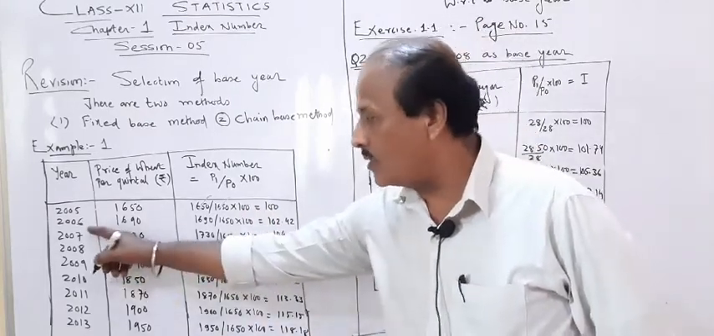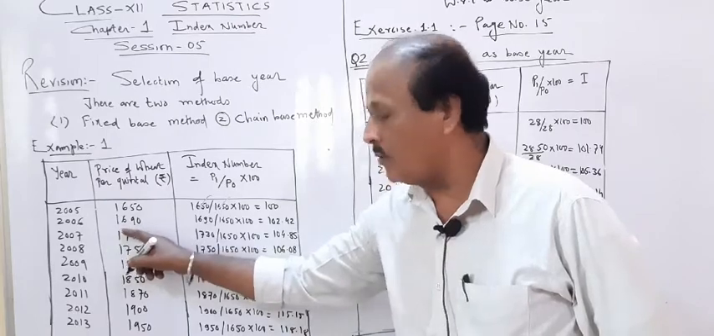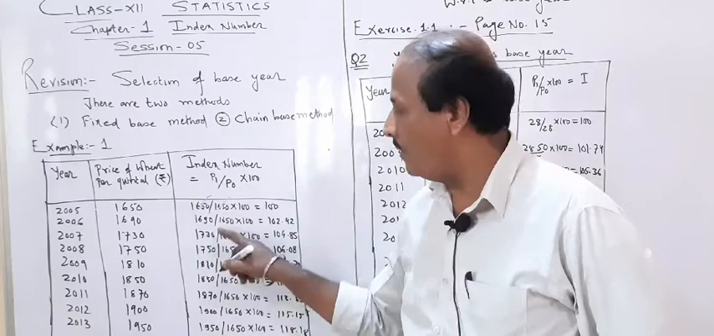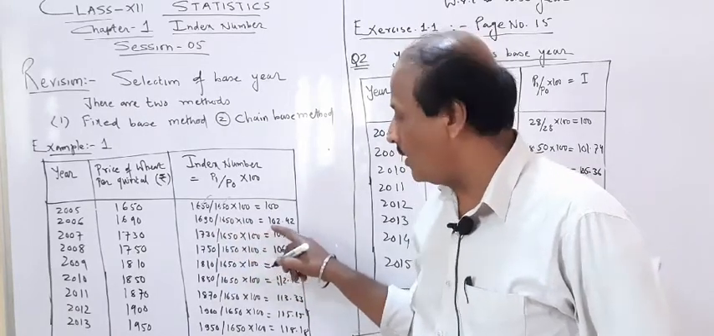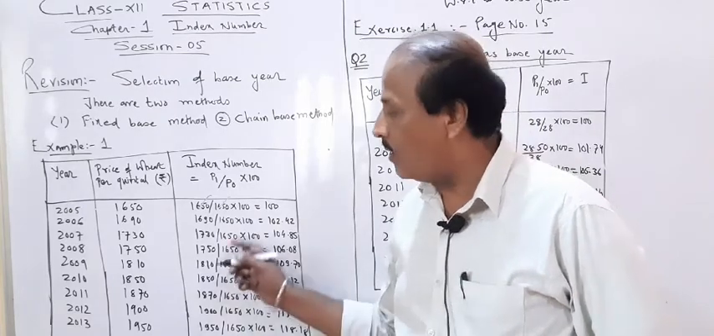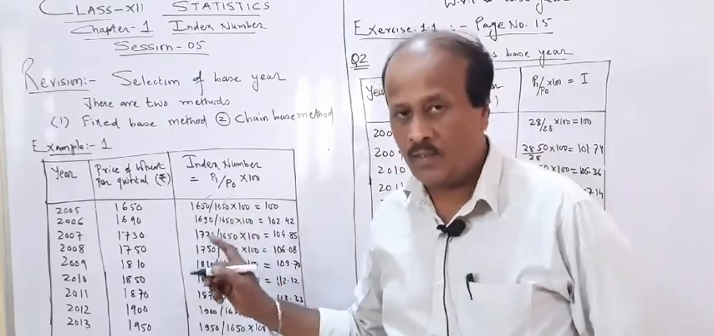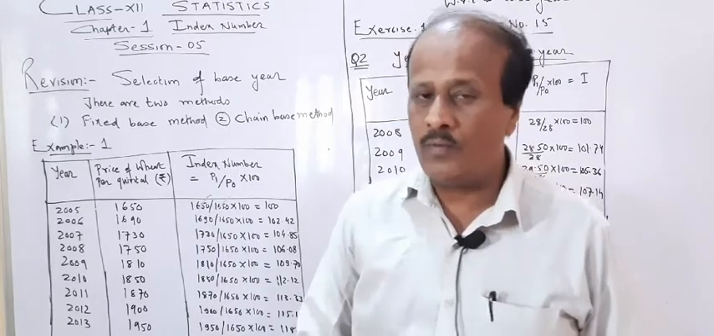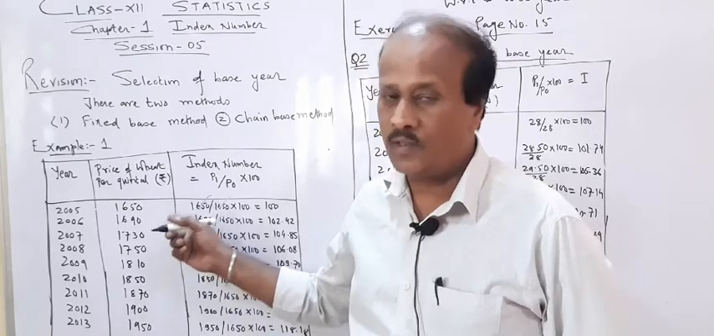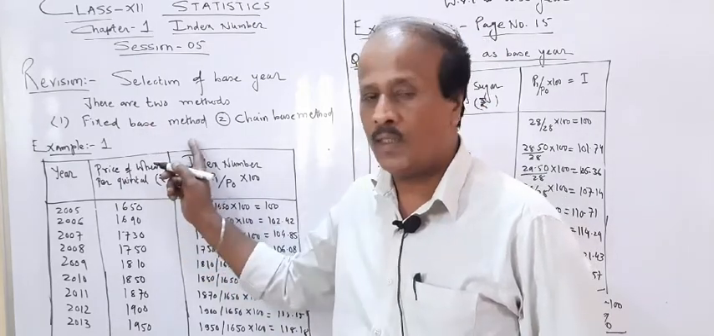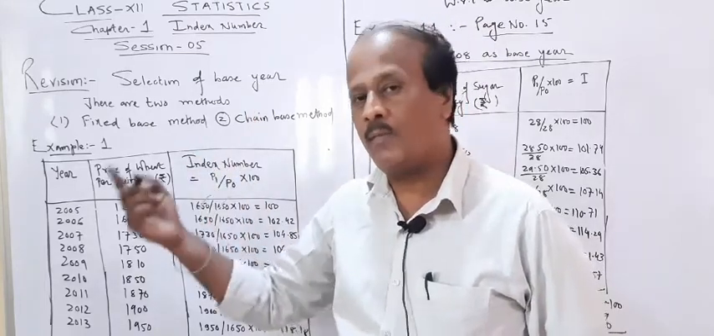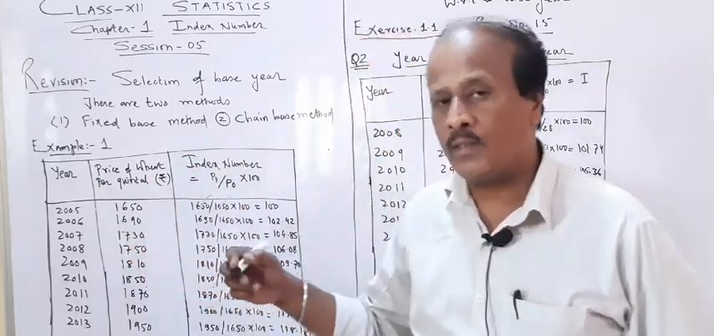Then the 2006 value is 1690. So 1690 divided by 1650 multiplied by 100. You are going to get 102.42. You use your own calculator. There are many questions in the example as well as the exercise. I am telling you, there is a regularity in the board exam. They ask one question either on the fixed base method or the chain base method. This exercise and the coming exercise are a regular pattern in the board exam.